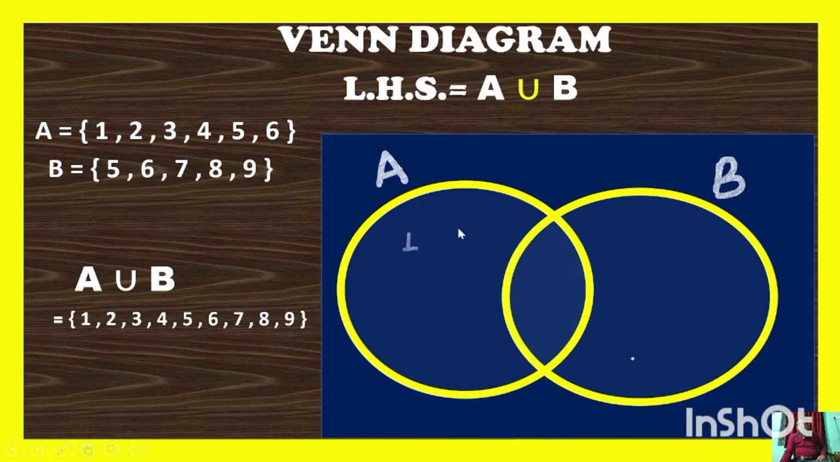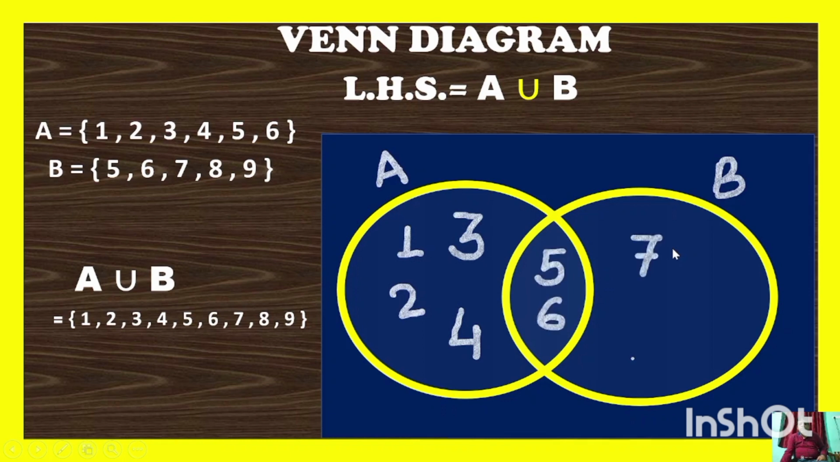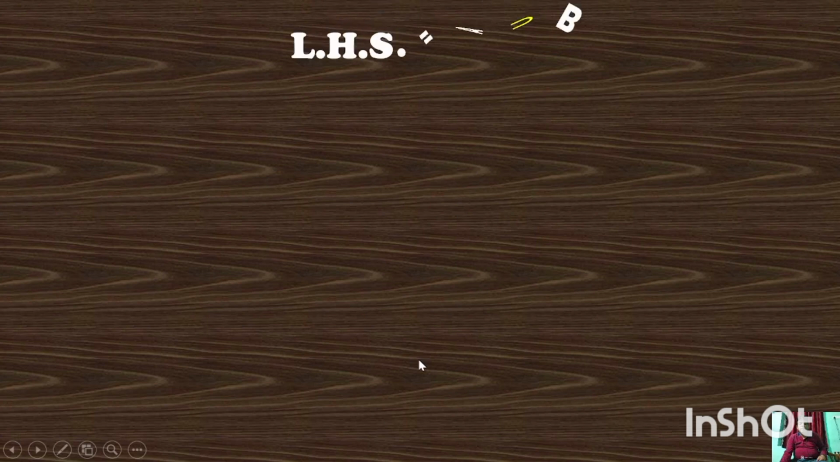Okay. Here are two sets A and B. Now write down the elements of the sets A and B in the Venn diagram. These are the elements of the set A, and these are the elements of the set B. Clear? So for A union B, you see all the elements of the sets A and B we have taken to bring the formation of A union B, right? Understand?